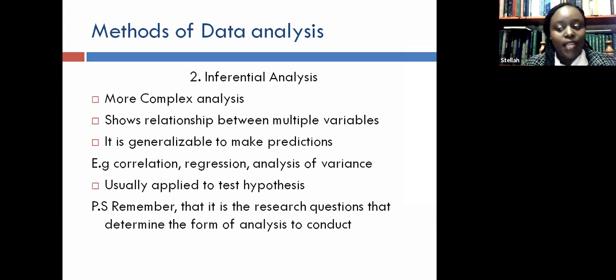You have to look clearly: what are your research questions? What are your hypotheses? Then that can direct you to find out which inferential statistic you need to use. A person using correlation could be different from the one who's using regression. Someone who's using ANOVA is different from someone who's using a t-test. So always look at your research questions and your hypotheses to determine which inferential statistic you need to use.